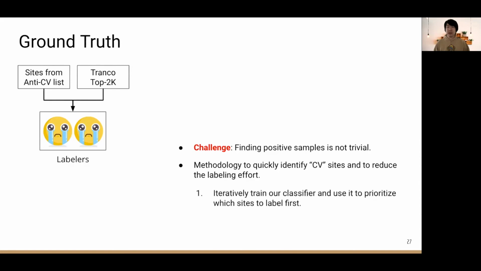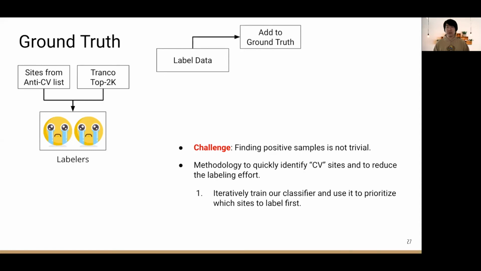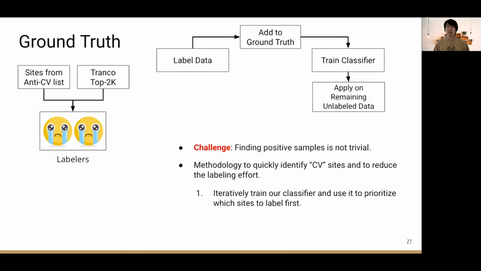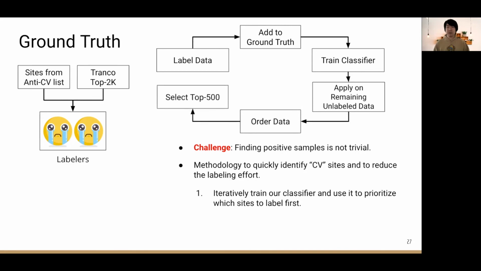We iteratively train our classifier and then use it to prioritize which sites to label first. For example, we first label 500 sites and add it to our ground truth. We then train our random forest classifier. We apply it on the remaining unlabeled data, and then order it by decreasing classifier confidence, and then choose the top 500. So these sites are the most probable sites of being a positive sample. We then verify that by labeling those top 500, and then continue with a new iteration.